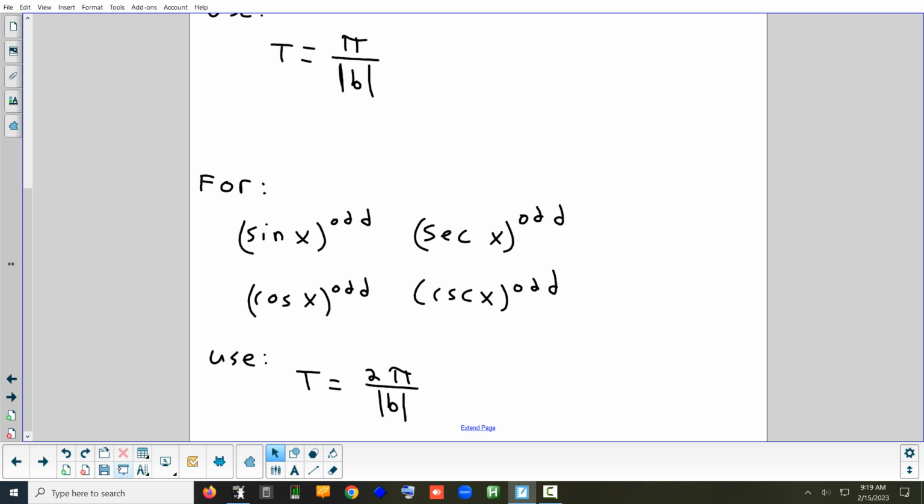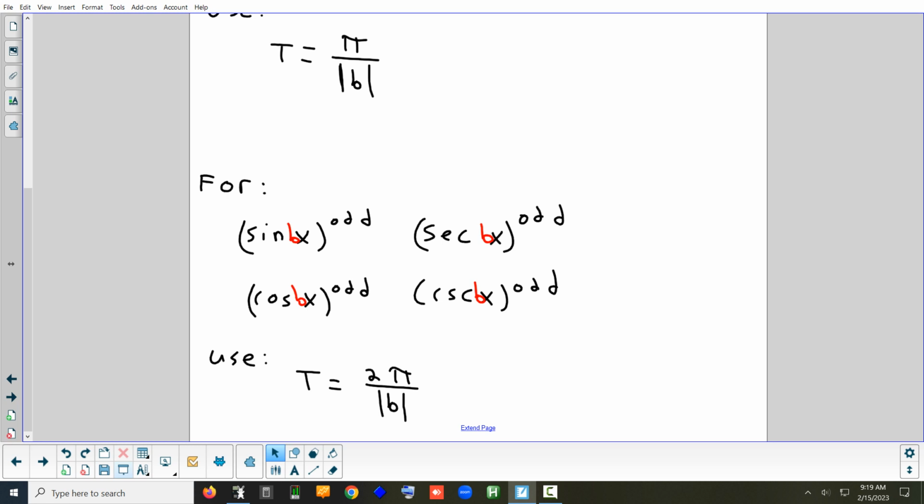If you can shorten everything I wrote somehow, you could try to shorten it. But that's when you use each one. And same thing here. B is what's in front of the x.